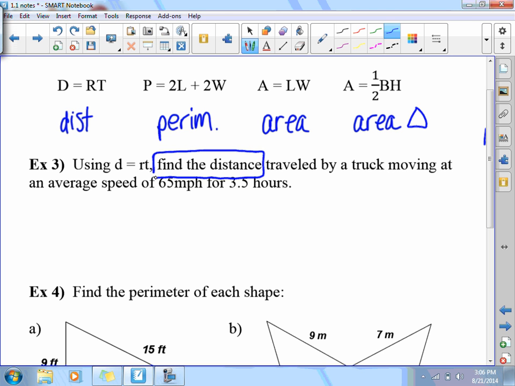Now this is a truck. That's okay. We're not really going to worry about that. But here it says it has an average speed of 65 miles per hour. Now speed is the same as rate, and R is the variable that stands for rate. So here we're going to be finding our distance, and the speed is our rate. And here we know our time as well, 3.5 hours. That's how long the truck drove.